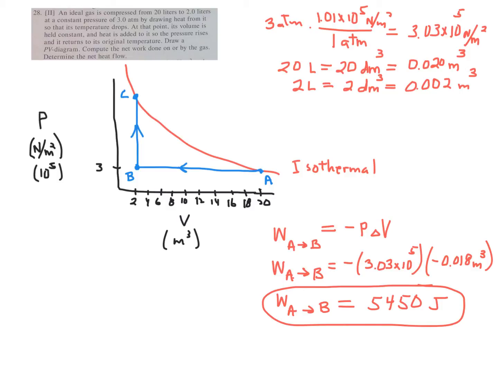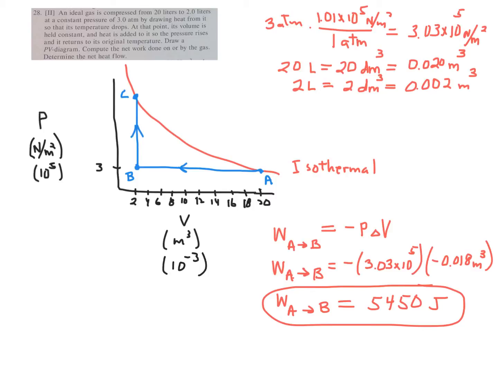Day 51, page 583, Thermodynamics, number 28. Here I've drawn the diagram as indicated. We have an ideal gas that's starting at a volume of 20 liters, converted to meters cubed. That should be 10 to the negative third.